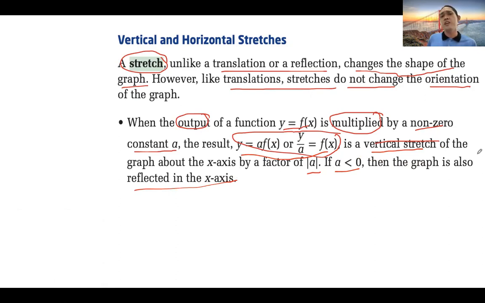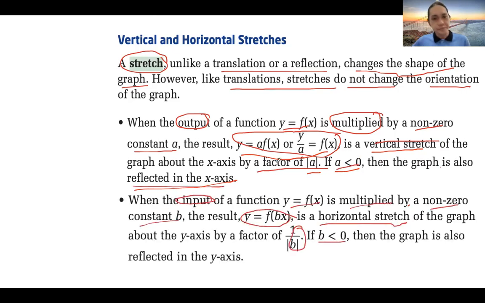So is it possible if we have a horizontal stretch? Yes, it's possible. Horizontal stretch along the y-axis. So what's the formula now? Just wait. Okay, we'll go to the next. So yes, it's possible that we have a horizontal stretch. This is the formula for the horizontal stretch.